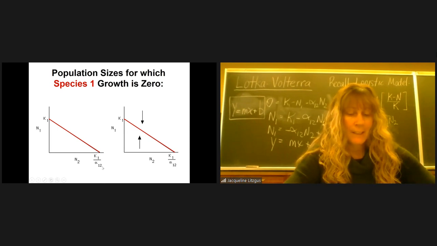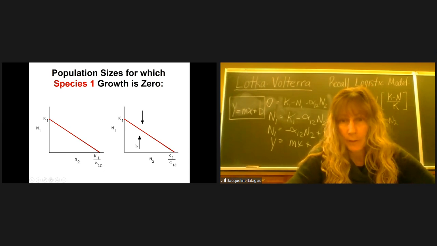Okay. So then if we go back to interpreting the arrows in this state space graph, when we're in this area of the state space graph, below that zero isocline, right?